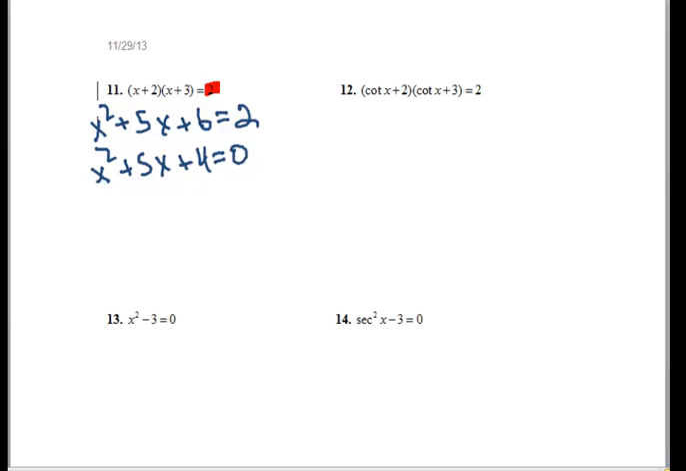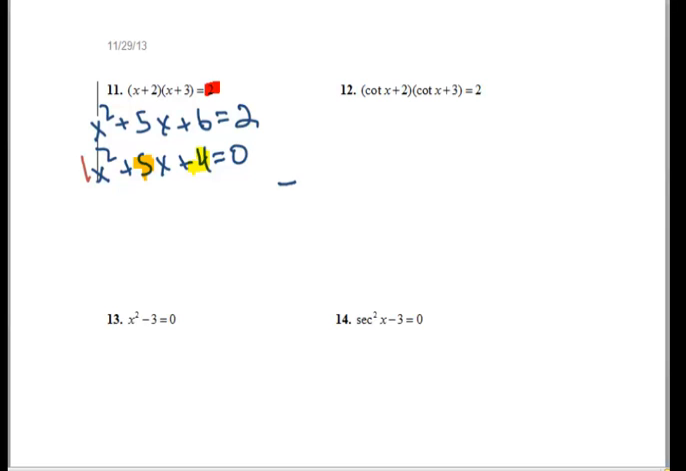And now I will try to factor it. And this one is a little bit easier to factor. Why? Because the lead coefficient is just 1. Right? You don't see it, but there's really a 1 there. And when there's a 1 there, it makes the problem easier, because then all I have to do is find numbers that will multiply to 4 and add to 5.